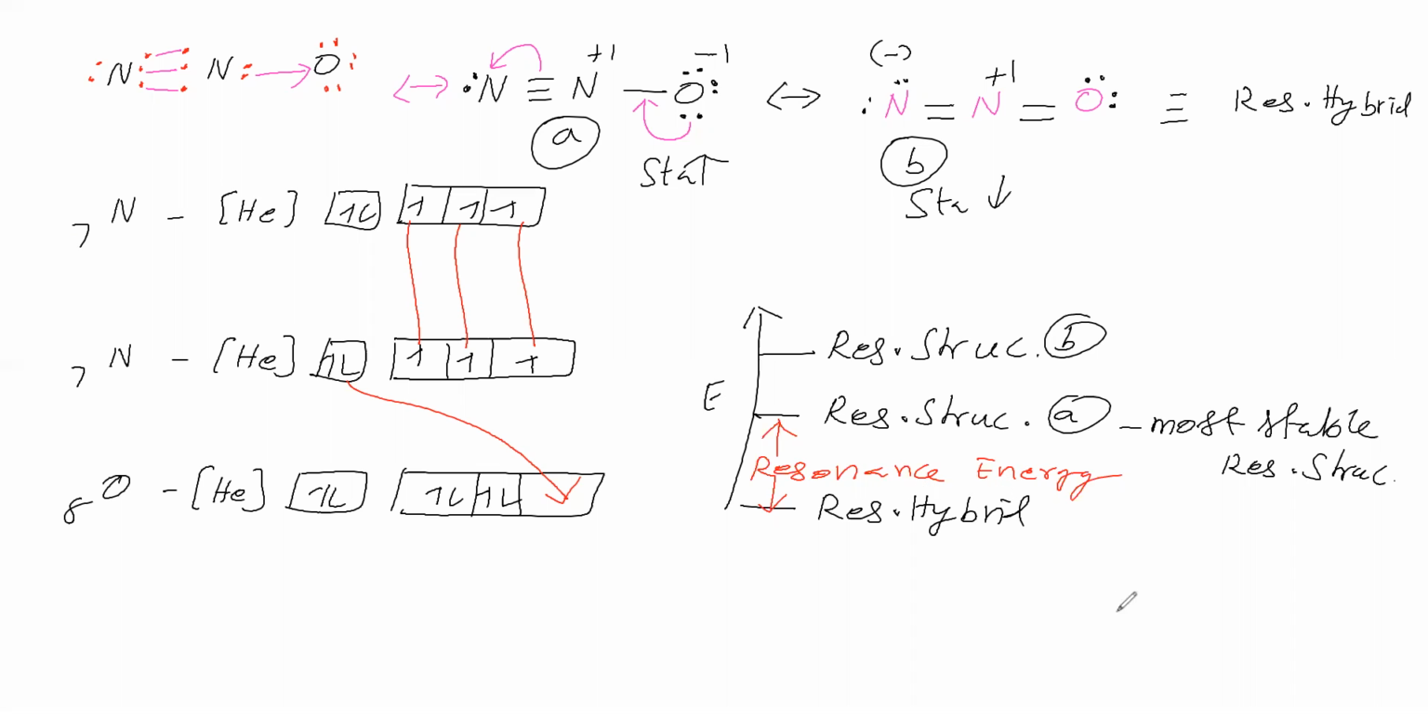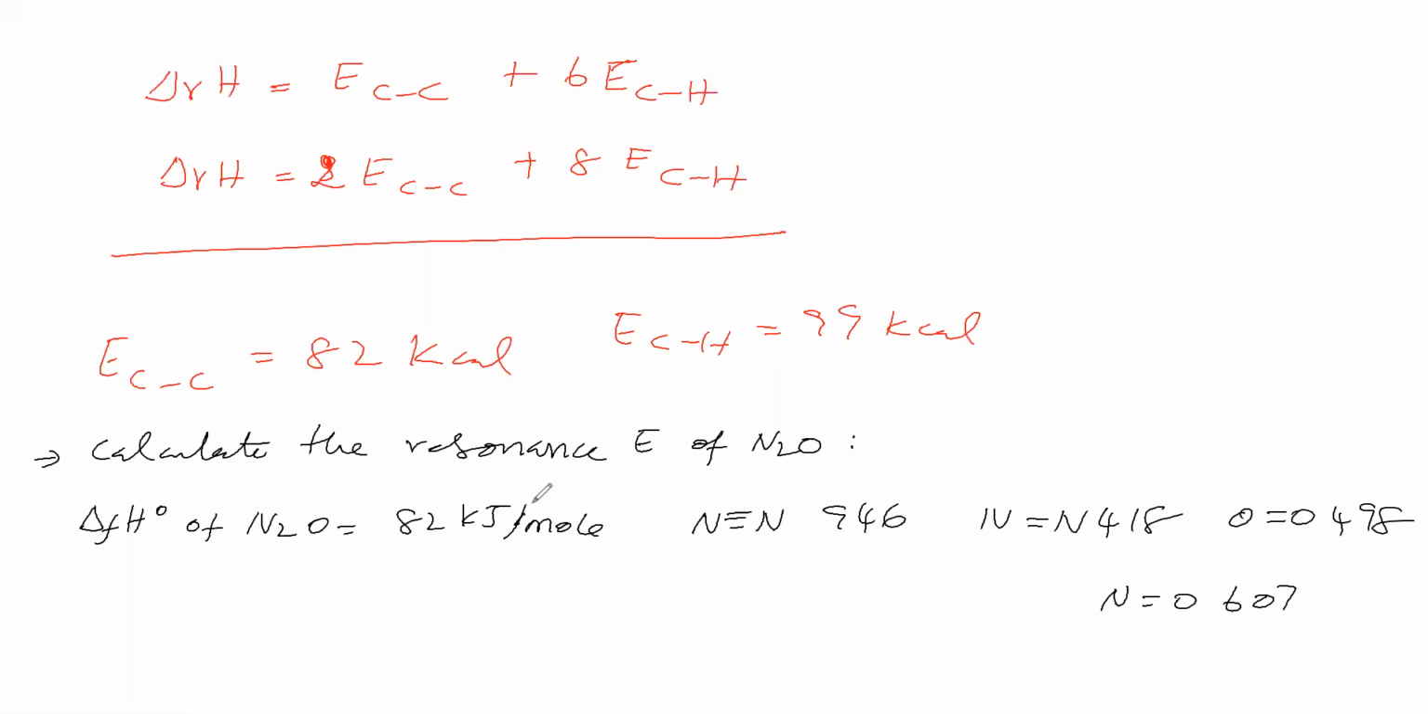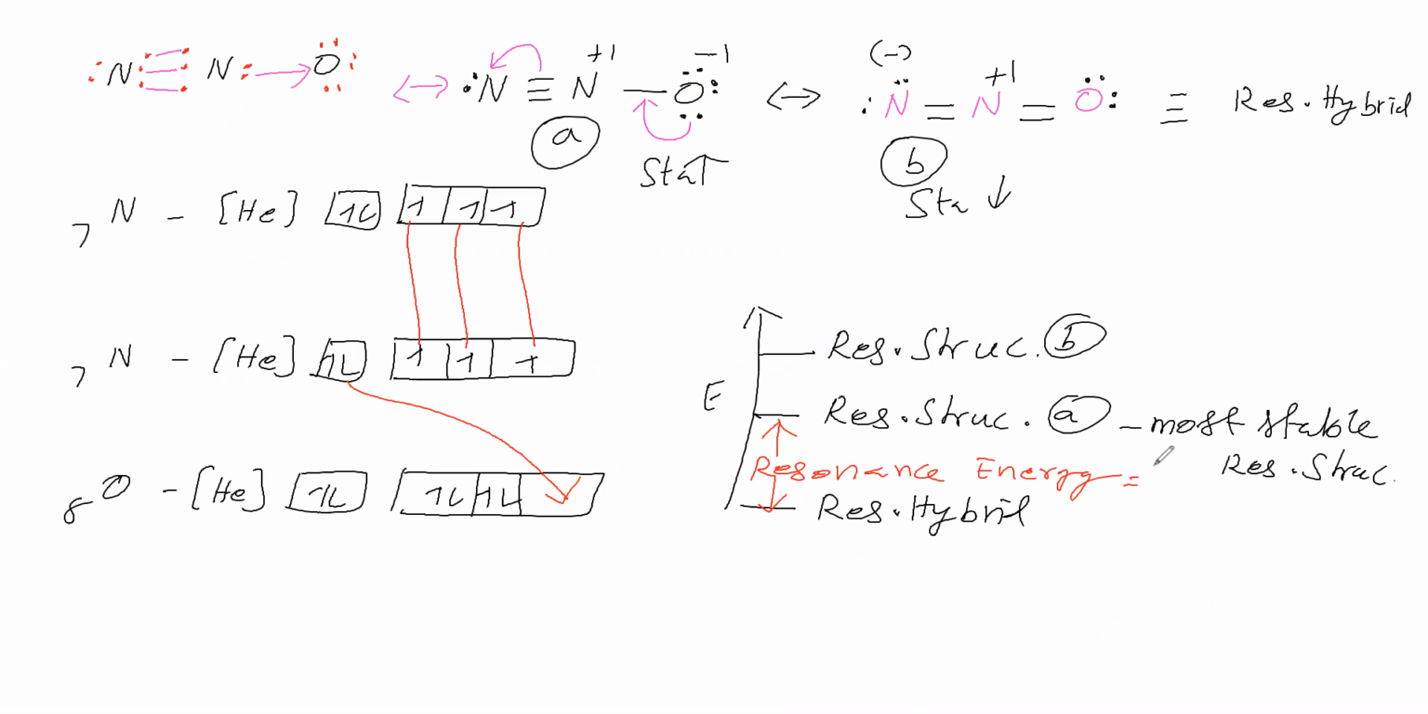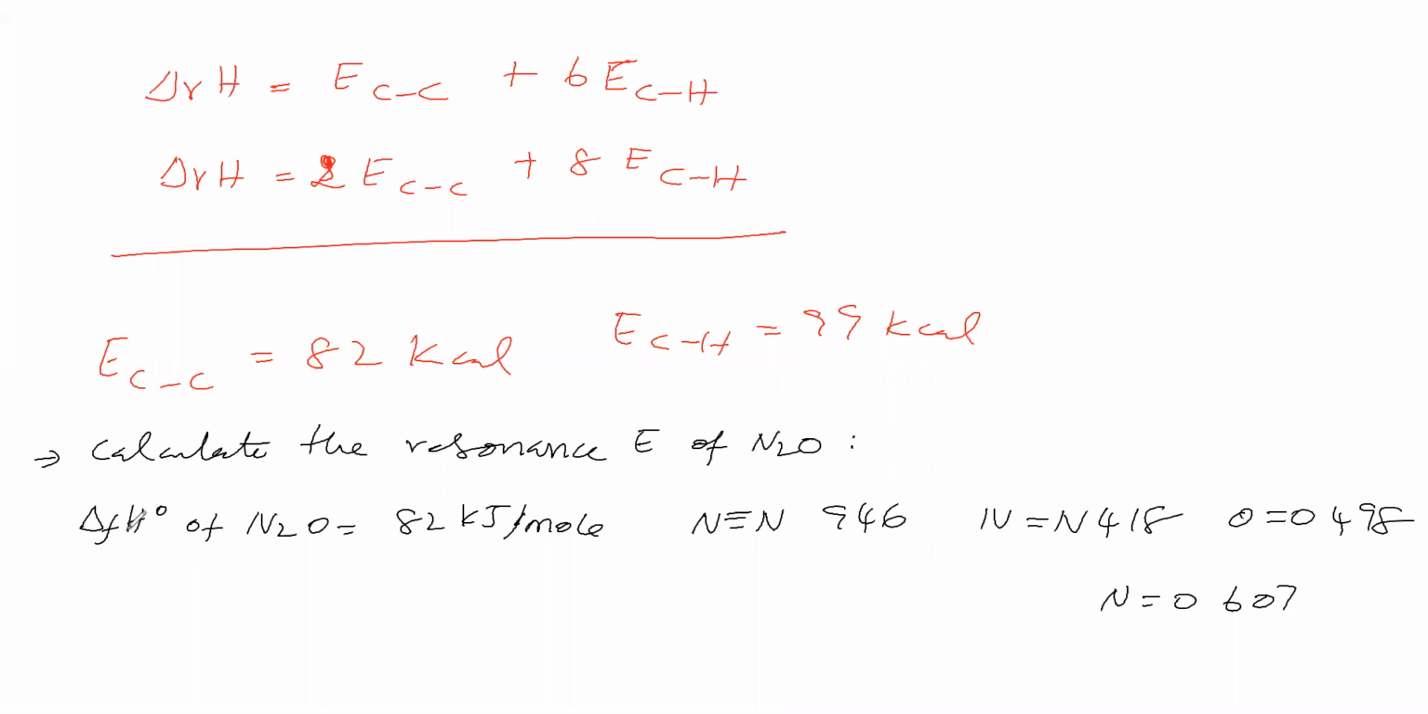Now we will go to the sum. In the sum, what is given is: calculate resonance energy. Resonance energy means this we have to find. Next, the standard enthalpy of formation of N2O is given.